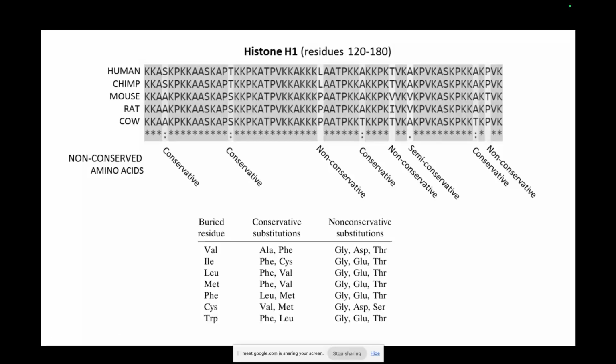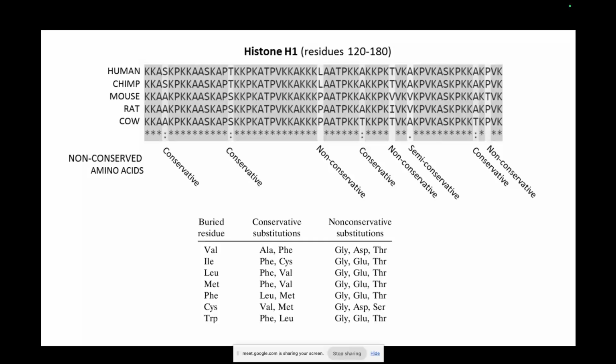So different types of combinations can happen, and these different combinations can have different impacts on the structure of the protein or the function of the protein itself. So this protein histone is very well studied across most organisms, and this kind of analysis has been done on histone data, and we have found different combinations which are conservative in nature and non-conservative in nature. This is to give you an example of what kind of variations can happen, keeping the function.